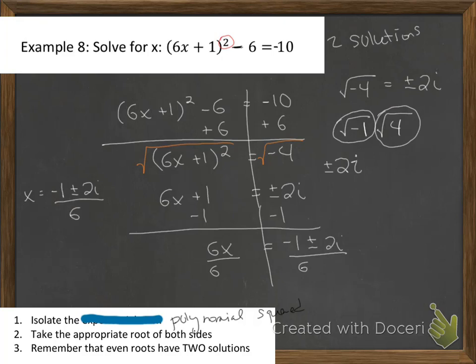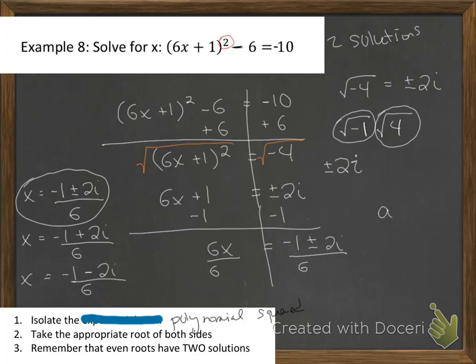If you really want to leave your answer just like that, I am totally fine with that. I believe some online software programs ask you to split it up into 2 solutions, so let's do that just for practice. We would have negative 1 plus 2i all over 6, and then we would have negative 1 minus 2i all over 6. The last thing I want to leave you with, because sometimes some software asks you to write your answer in the form a plus bi.